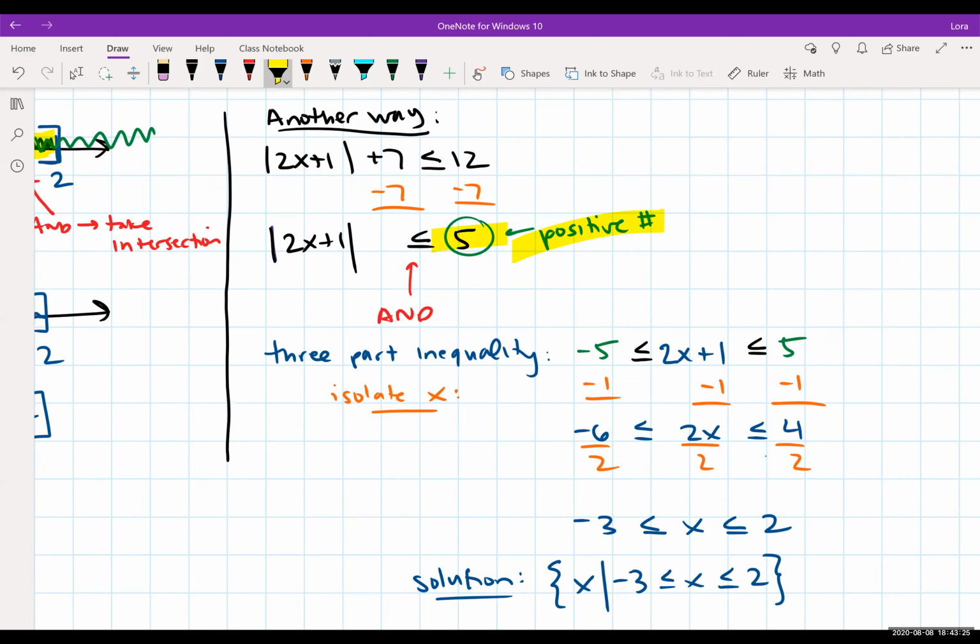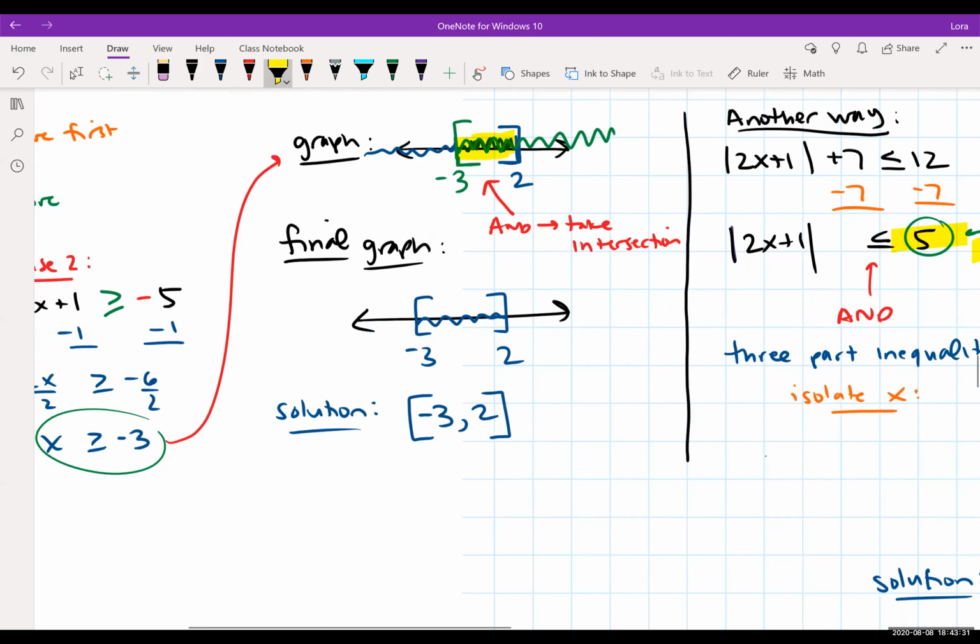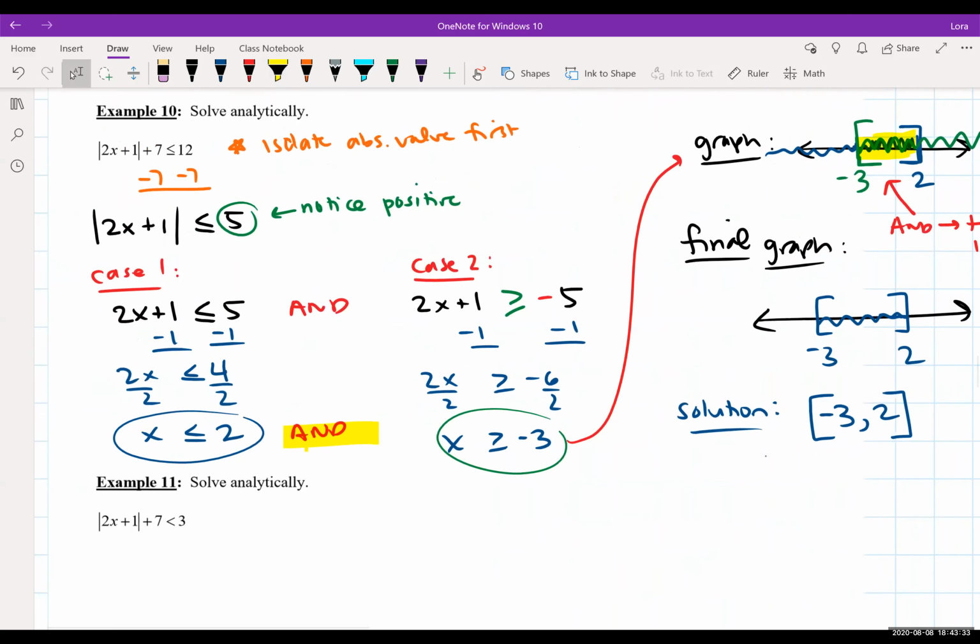So in the next example, you'll see that you can't quite do that. It causes some confusion. So this is why I still stick with the graphing so I could understand just a little bit of why I'm taking the solution that I'm taking.